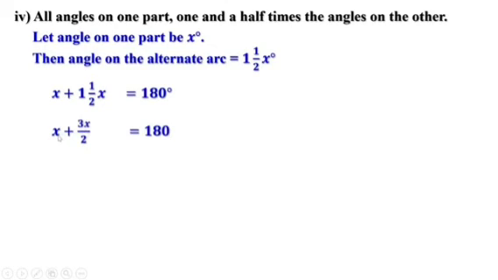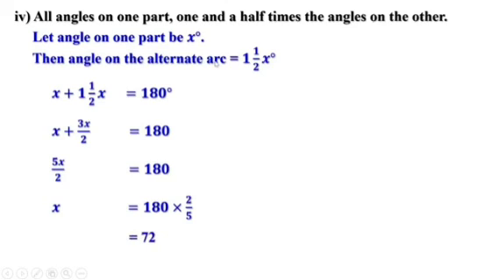2 into x is 2x. 2x plus 3x is 5x. Therefore, adding we can write 5x by 2 equal to 180. 5x by 2 is 5 by 2 into x. Therefore, x equal to 180 divided by 5 by 2 or 180 into 2 by 5. 1 5 is 5. 36 5s are 180. 36 into 2 is 72. Therefore, the value of x is 72.